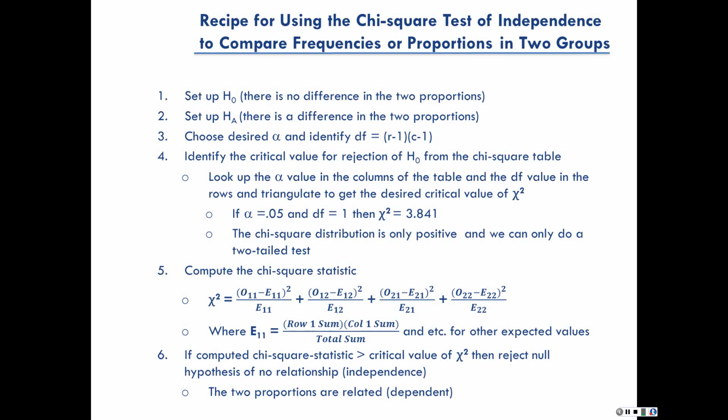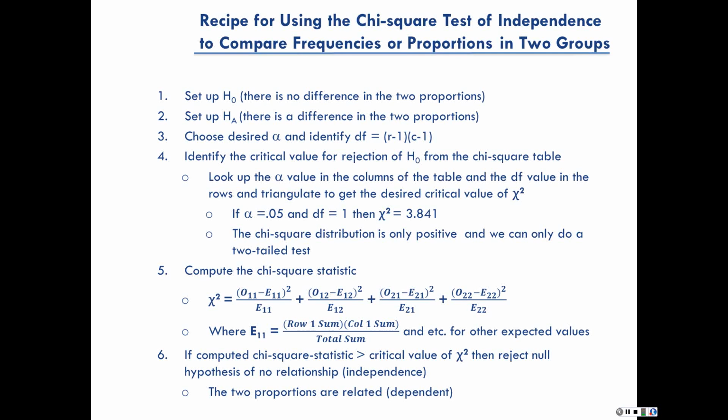So if alpha, for instance, is equal to 0.05, and the degrees of freedom are 1, which they would be for a 2x2 table, then the critical value of chi-squared is 3.841. You should note that the chi-square distribution is only positive, and so we're only doing a 2-tailed test.